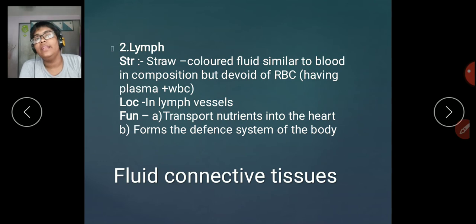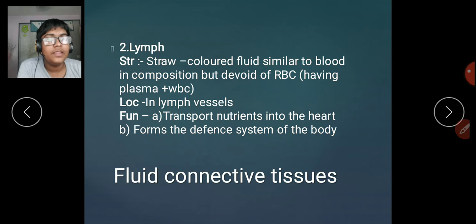Okay, lymph is a straw colored fluid similar to blood in composition, but it does not have the red blood cells which have the hemoglobin. Hence, it is not red. It has the white blood cells and the plasma. Its location is in the lymph vessels. Blood was in the blood vessels, lymph is in the lymph vessels.